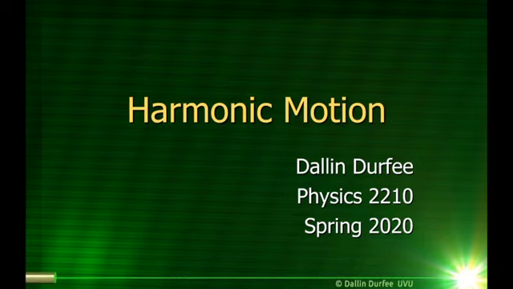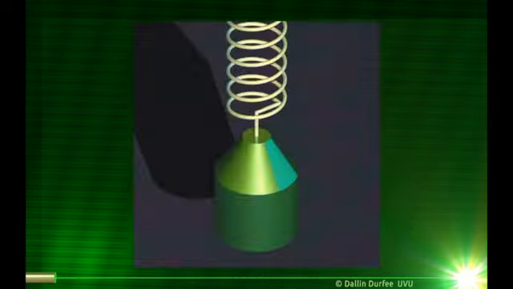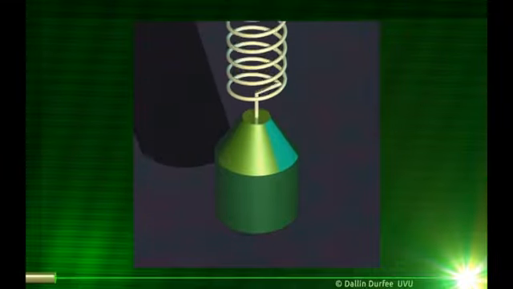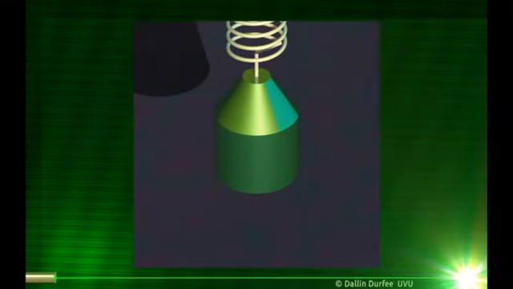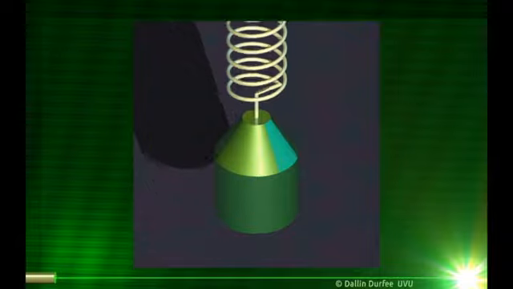All right, today we are going to be talking about harmonic motion. Harmonic motion is a very, very important topic to understand because a lot of things undergo harmonic motion. So today we're going to be talking specifically about masses oscillating on springs. But remember, a mass oscillating on a spring is analogous to a lot of other things.